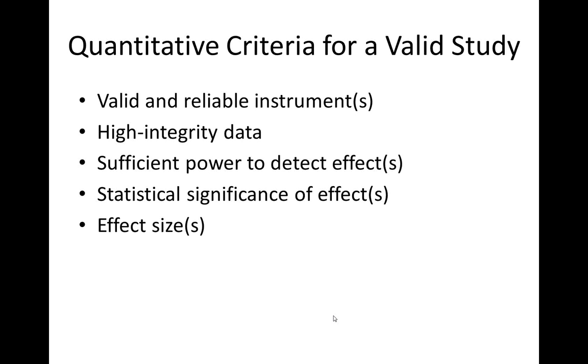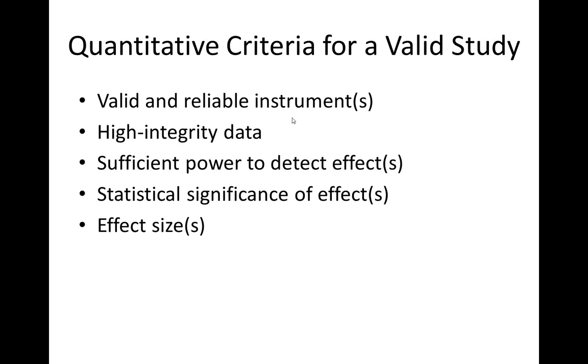First of all, you want to use valid and reliable instruments, meaning that when you go into your literature search and you find a certain instrument that you want to use, you want to make sure that it is not susceptible to measurement error, that hasn't been criticized for a lack of reliability and validity, and so forth. And I'm going to go into each of these 5 points here in detail.